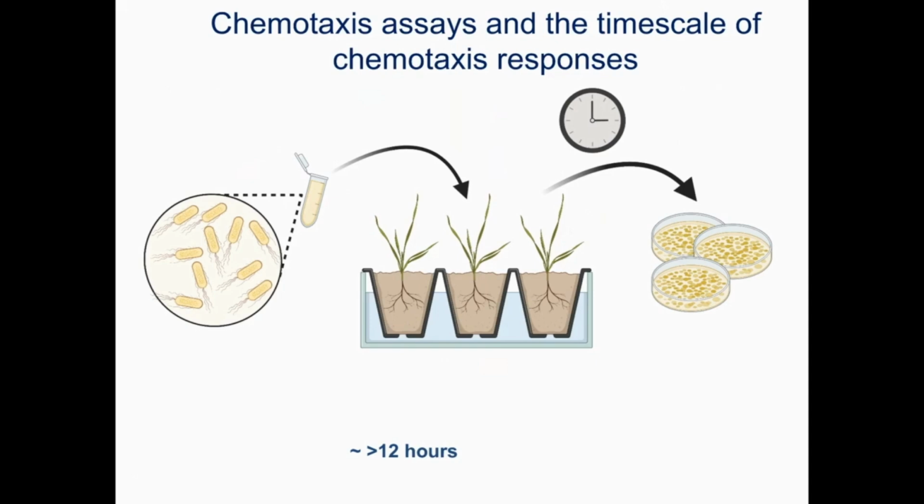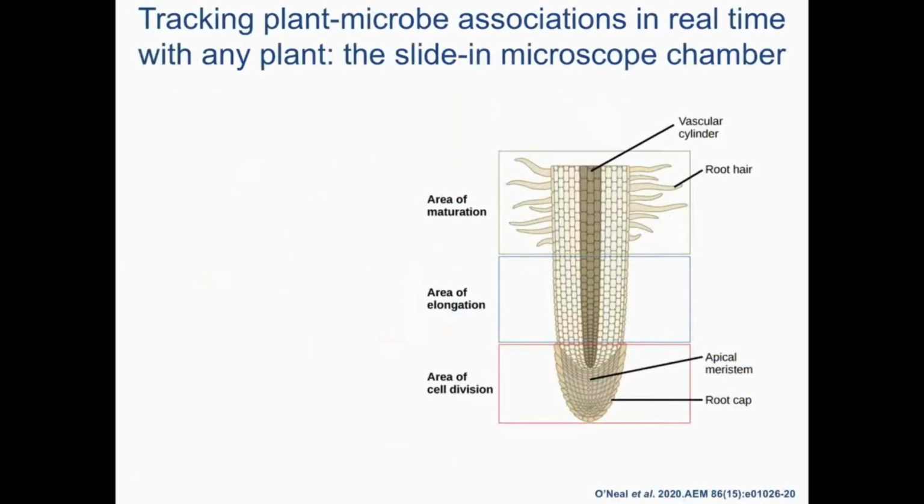The problem with these assays is, as I indicated earlier, chemotaxis is a really quick response. It takes a few seconds. So by just inoculating and counting and taking a few hours, a lot of things have happened between the chemotaxis response and what you're measuring after these several hours. So we were interested in developing an assay that would allow us to track the chemotaxis response in real time.